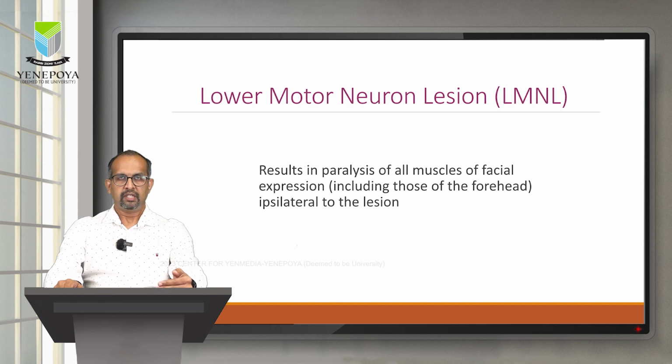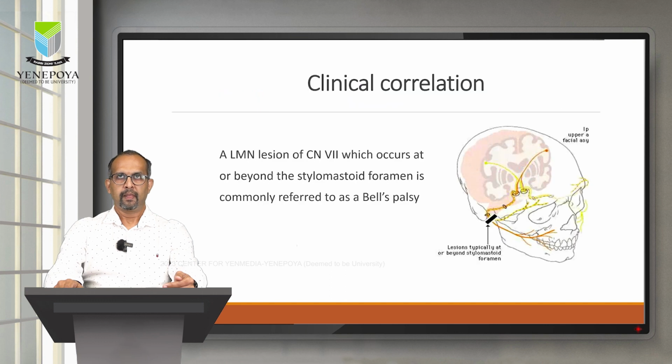Now here, in LMNL, if the lesion is on the left side, the left side of the face is affected, whereas in UMNL it is the opposite or the contralateral side. So it results in paralysis of all muscles of facial expression, including those of the forehead, on the ipsilateral side of the lesion. So that is a basic difference between UMNL and LMNL. You can see the clinical correlation here.